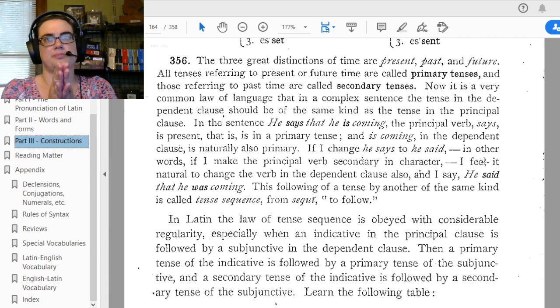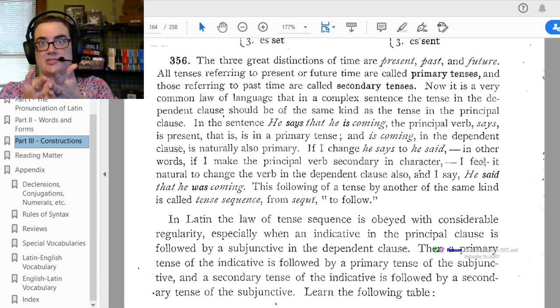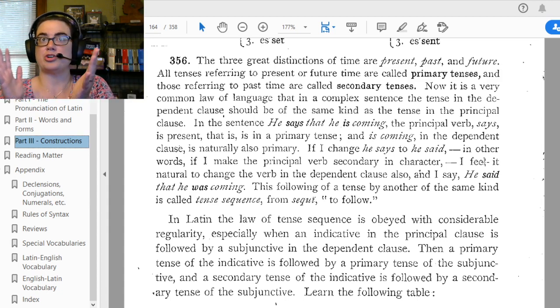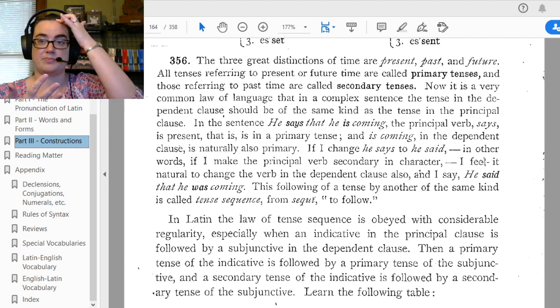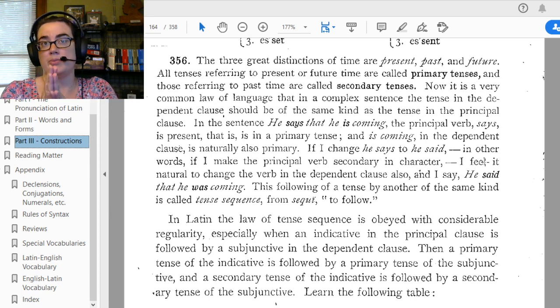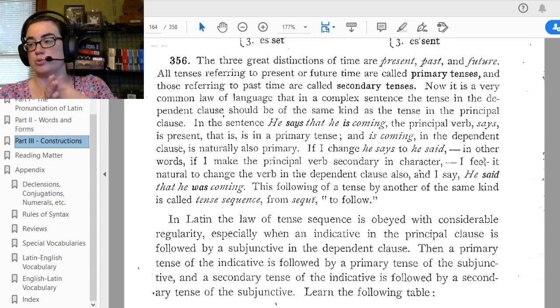Okay. So, the three great distinctions of time are present, past, and future. All tenses referring to the present or future are primary tenses. I don't know why they decided that would be primary. I guess because when people are learning languages, they do present first. It's just easier that way. So they get to be primary tenses. Those referring to the past time are called secondary tenses because they happen in the past. It is a very common law of language that in a complex sentence, the tense of the dependent clause should be the same as in the principal or main clause.